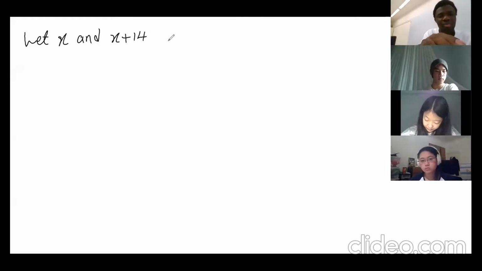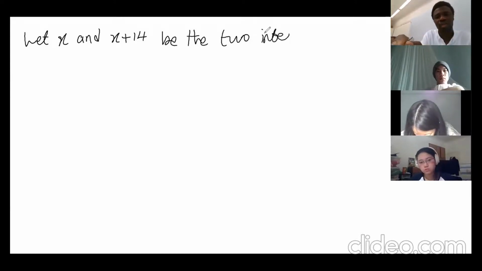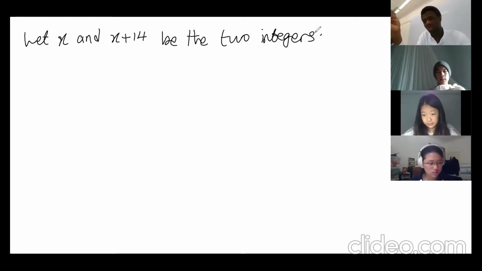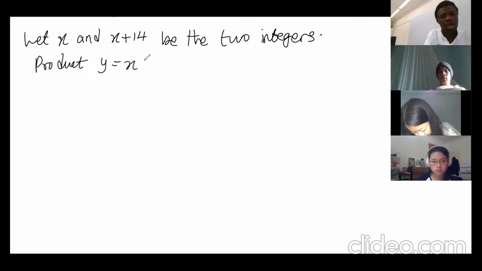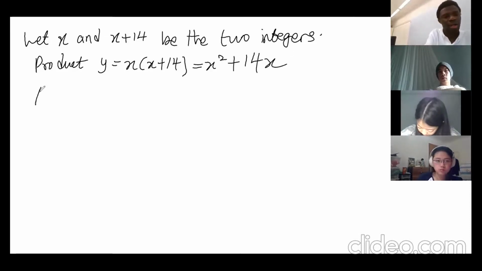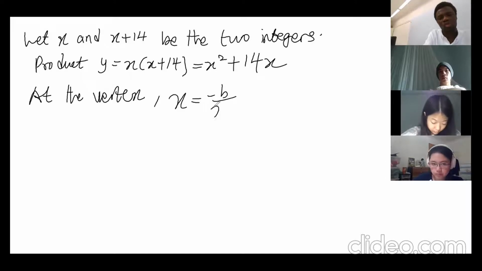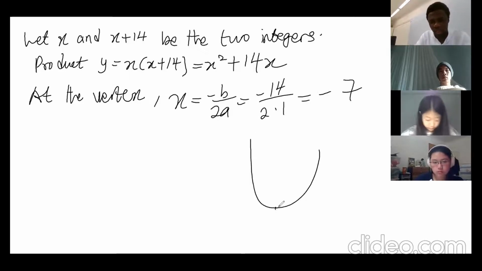So if I say let x and x plus 14 be the two numbers, the two integers, or the two numbers, either way. You don't want to be specific because what if the numbers happen to be decimal eventually? So let x and x plus 14 be the numbers. I call the product y, which is x times x plus 14, and that gives x squared plus 14x. At the vertex of this function, x equals negative b over 2a, which gives negative 14 over 2 times 1, which is negative 7, which means at the turning point, x is equal to that.